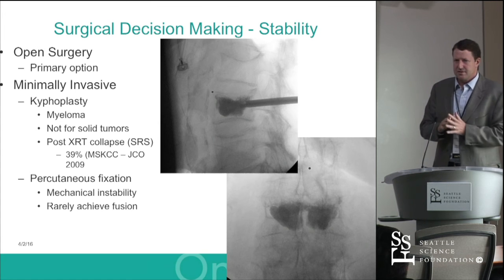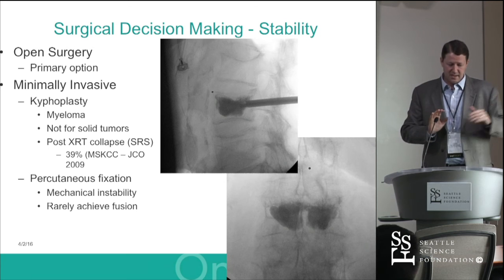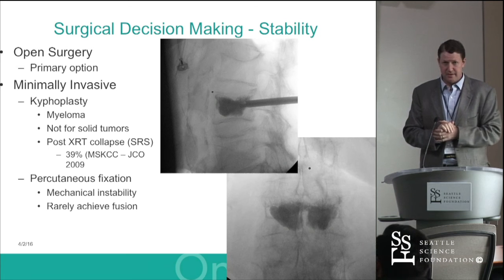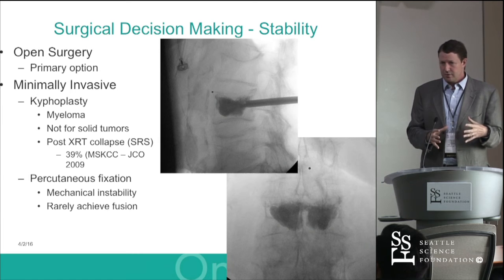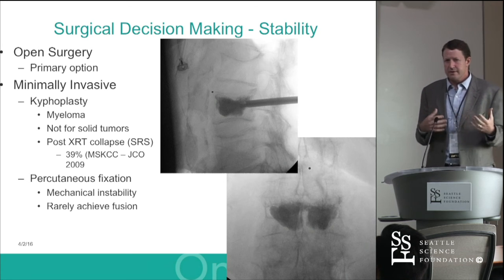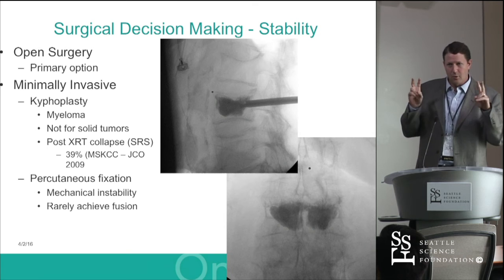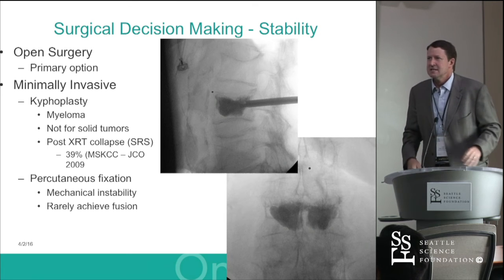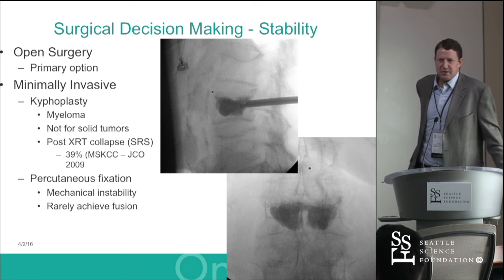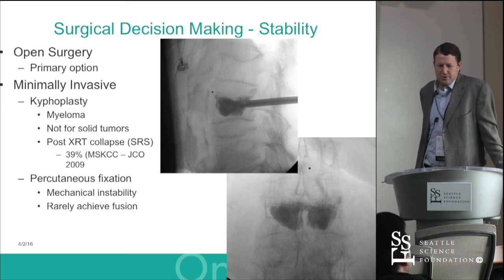So when we talk about surgery for stability, again, I'm going to get away from the neurologic compression, because I think when you have epidural spinal cord compression that is symptomatic, that needs a formal decompression. But we're just talking about stability here. So there are some special instances where we can do some more novel and maybe more modern treatments for things. So open surgery, you've seen lots of pictures of that so far in my talk, which is really my primary option for things.